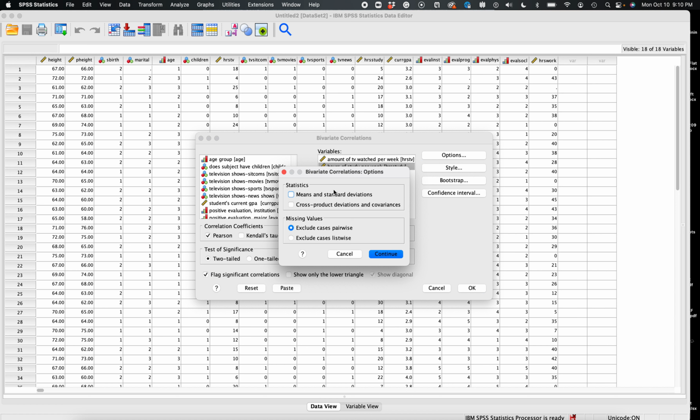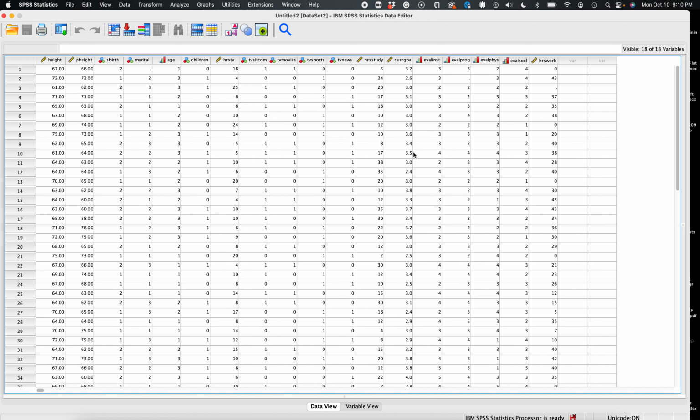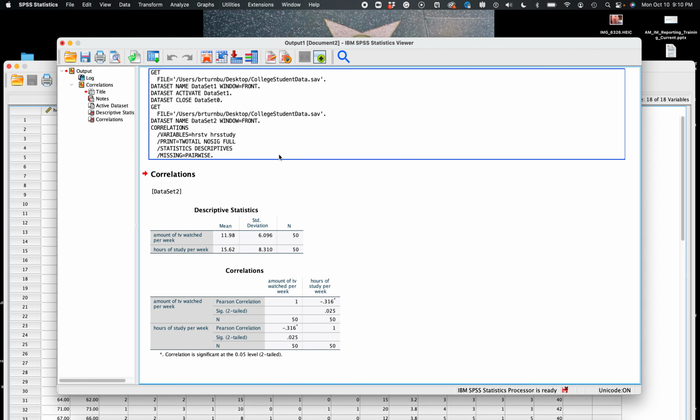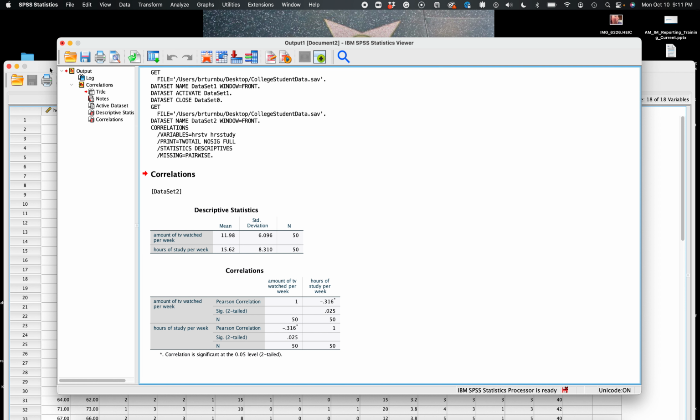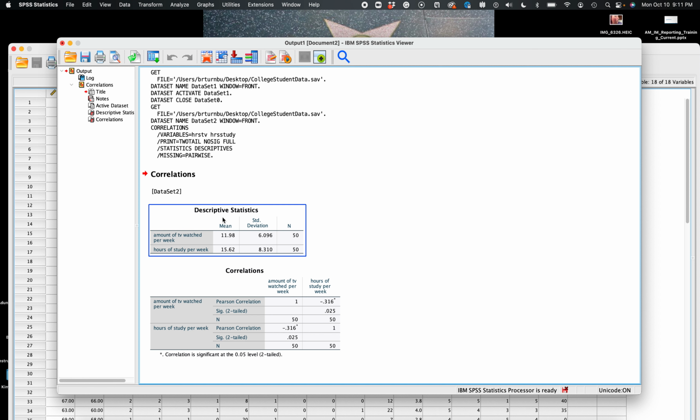And then we can go on the options menu. I like to check off means and standard deviations so that I can actually see the descriptive statistics all at one time. Once we have our settings done, we click OK. And that will generate our output. Now remember, sometimes your output hides, and so in my case, my output decided it would play hide and go seek with me. So I have my output here.